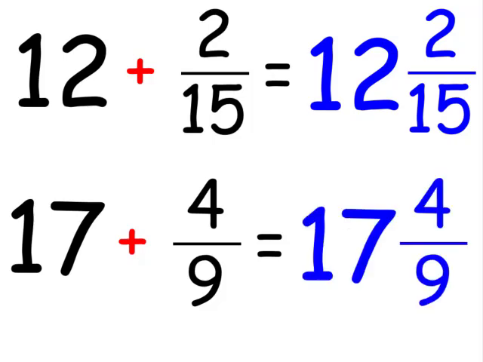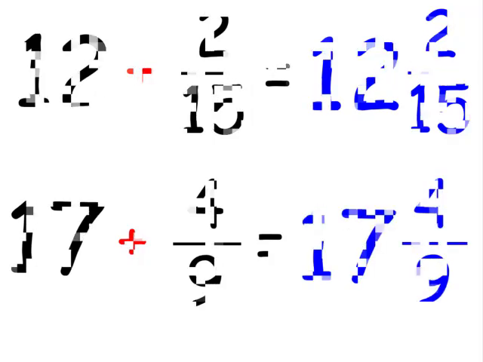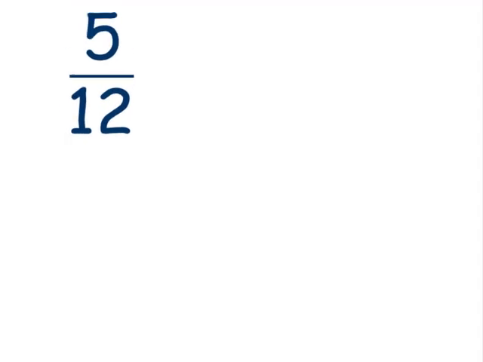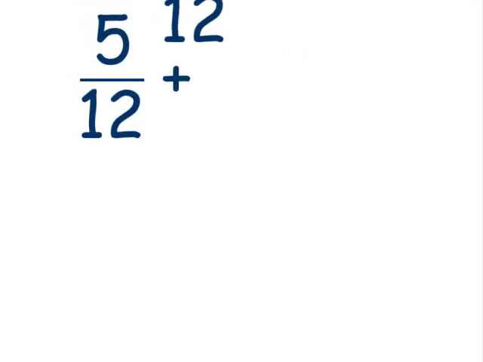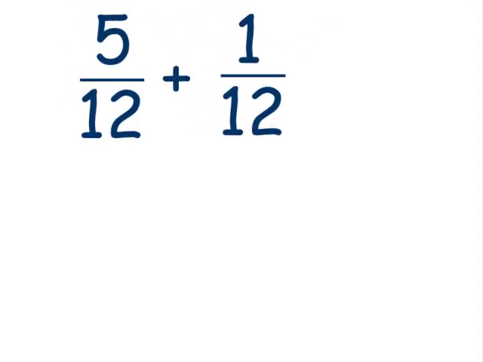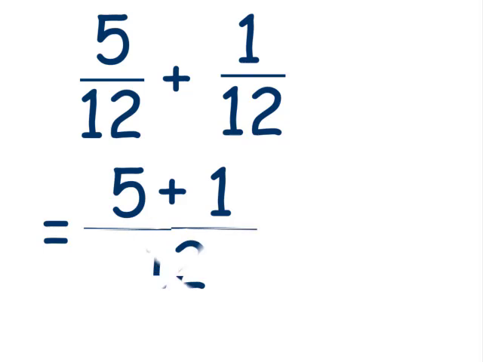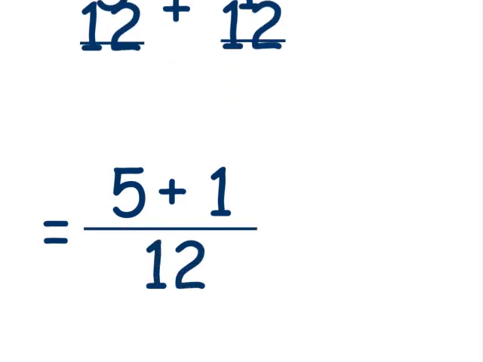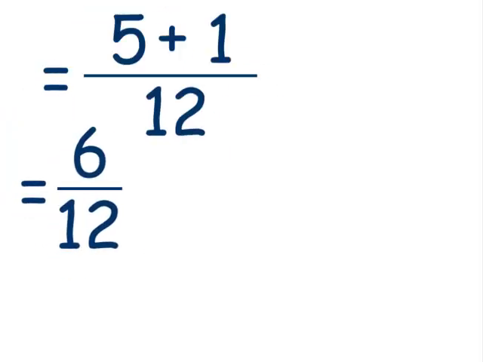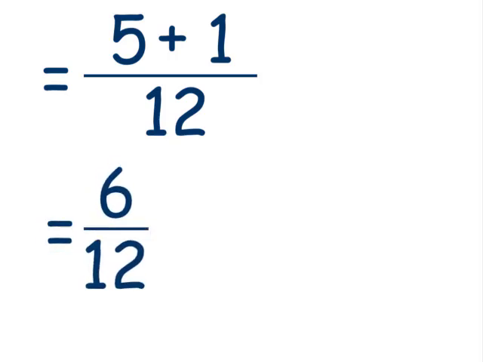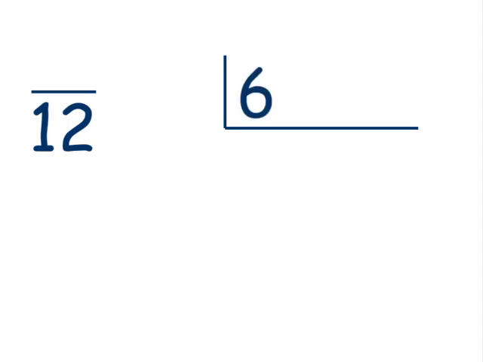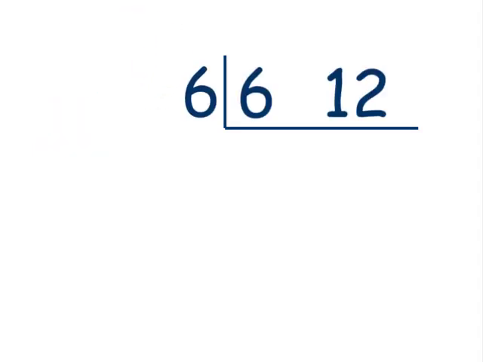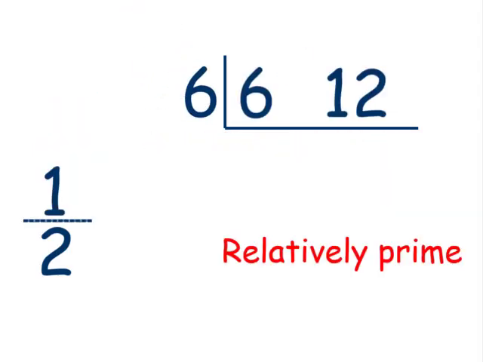17 plus 4/9 is 17 and 4/9. 5/12 plus 1/12. Since they have the same denominator, we can add our numerators together. 5 plus 1 over 12. 5 plus 1 is 6. 6 over 12, we just reduced that. And remember, the quickest way was factoring out that GCF of 6, which is 1/2.